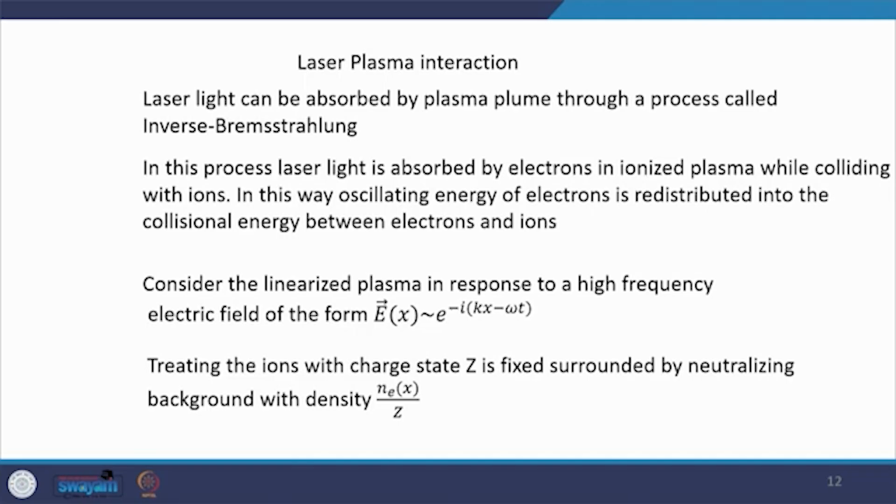Now I will discuss the laser-plasma interactions in a little more detail. The laser light will be absorbed by the plasma through a process called inverse Bremsstrahlung. We already have some basic knowledge about plasma, which consists of ions, electrons and also neutrals. The laser light is absorbed by the electrons while they are colliding with the ions, so there are electron-ion collisions, or electron-ion interactions, through the Coulomb interaction.